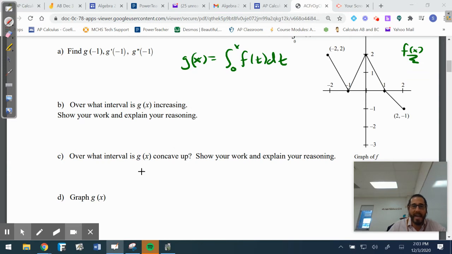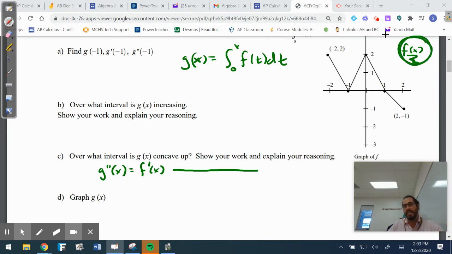All right, concavity. Well, concavity would be the second derivative. And we already wrote that the second derivative is the first derivative. So once again, let's do sign analysis. Okay, so what goes on my sign analysis? Well, since this is the second derivative, which is the first derivative, I have to use information about f, because that's the information that they gave me. They gave me the graph.